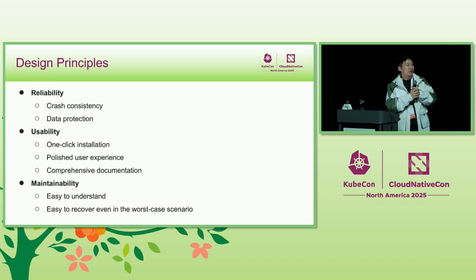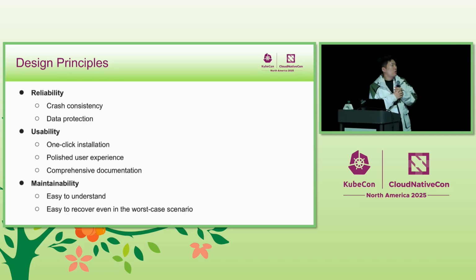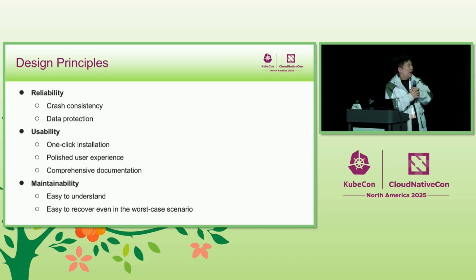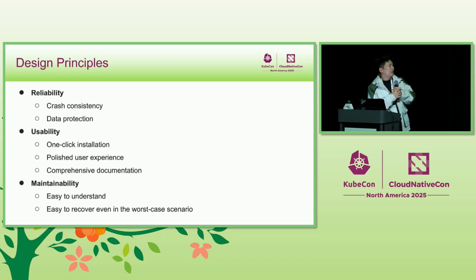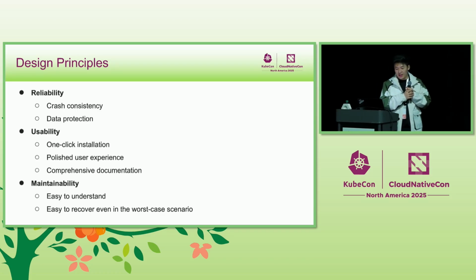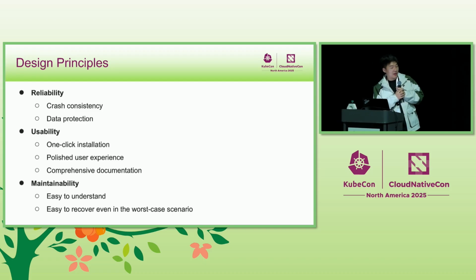Since the Longhorn architecture is relatively straightforward and simple, it's easy to understand and to maintain for a cluster admin or for the cluster manager. And it's also easy to recover the data even if the worst case scenario happens. I mean, even if the whole cluster or the whole node is down, if you can get the disk, you can easily recover the data with the script we provide.